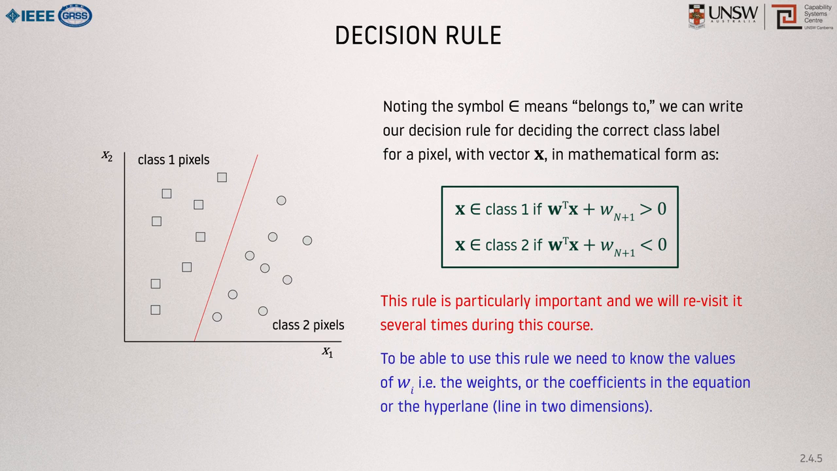How do we find the hyperplane? That requires finding values for the weights and offset. As with all supervised classification methods, that entails using sets of training pixels. We will take that further in the next lecture.